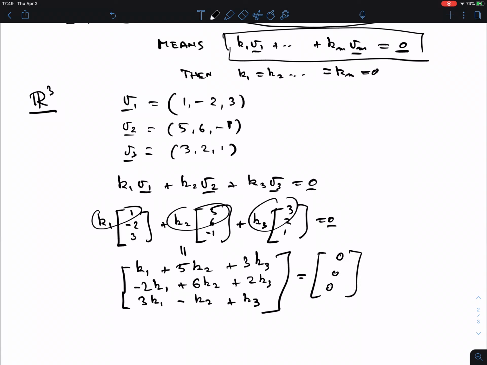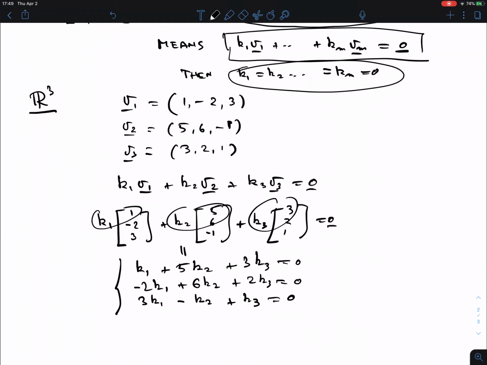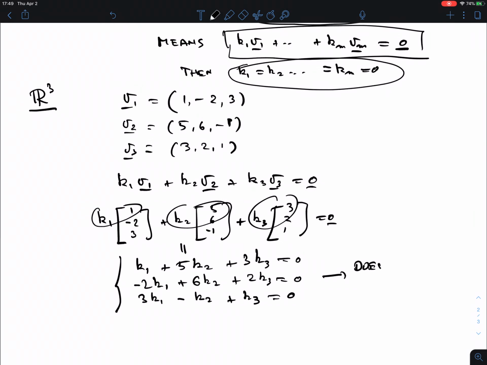So this is actually a linear system of equations. Let's write it like this, with 0 on the right-hand side of each equation. What we are claiming is that there's only one solution, namely the zero solution. So let's put it more as a question: does this have more than one solution?